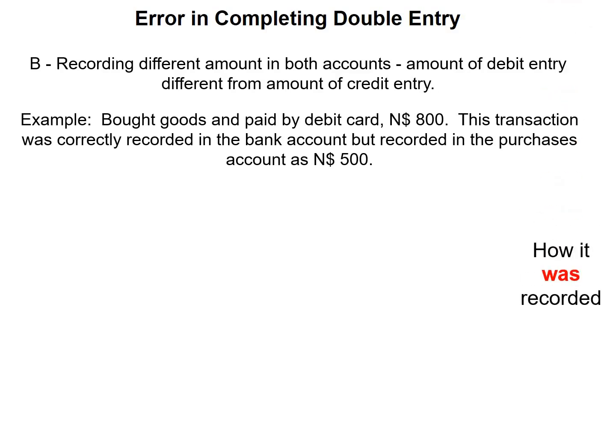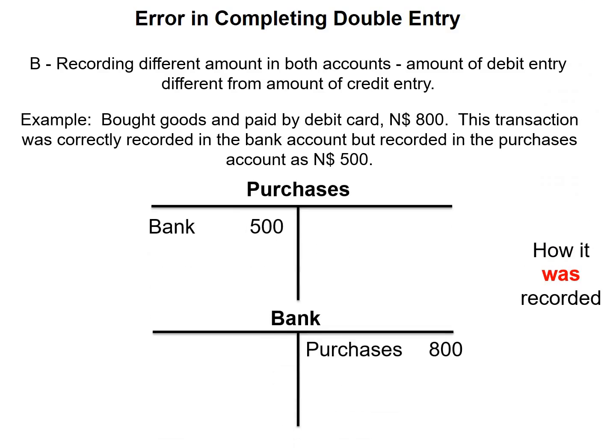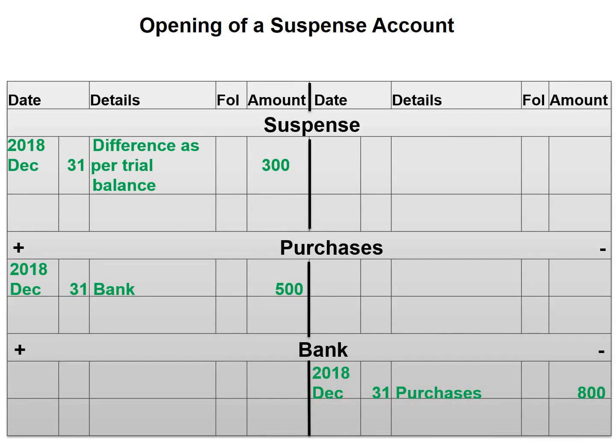Now let's have a look at how this was recorded. As you can see, bank was credited with 800 but purchases was debited with 500. So a suspense account would need to be opened to account for the difference, and we'll do that in our ledger. So there we have entered a $300 Namibian on the debit side of our suspense account, because that will be the difference as per our trial balance.